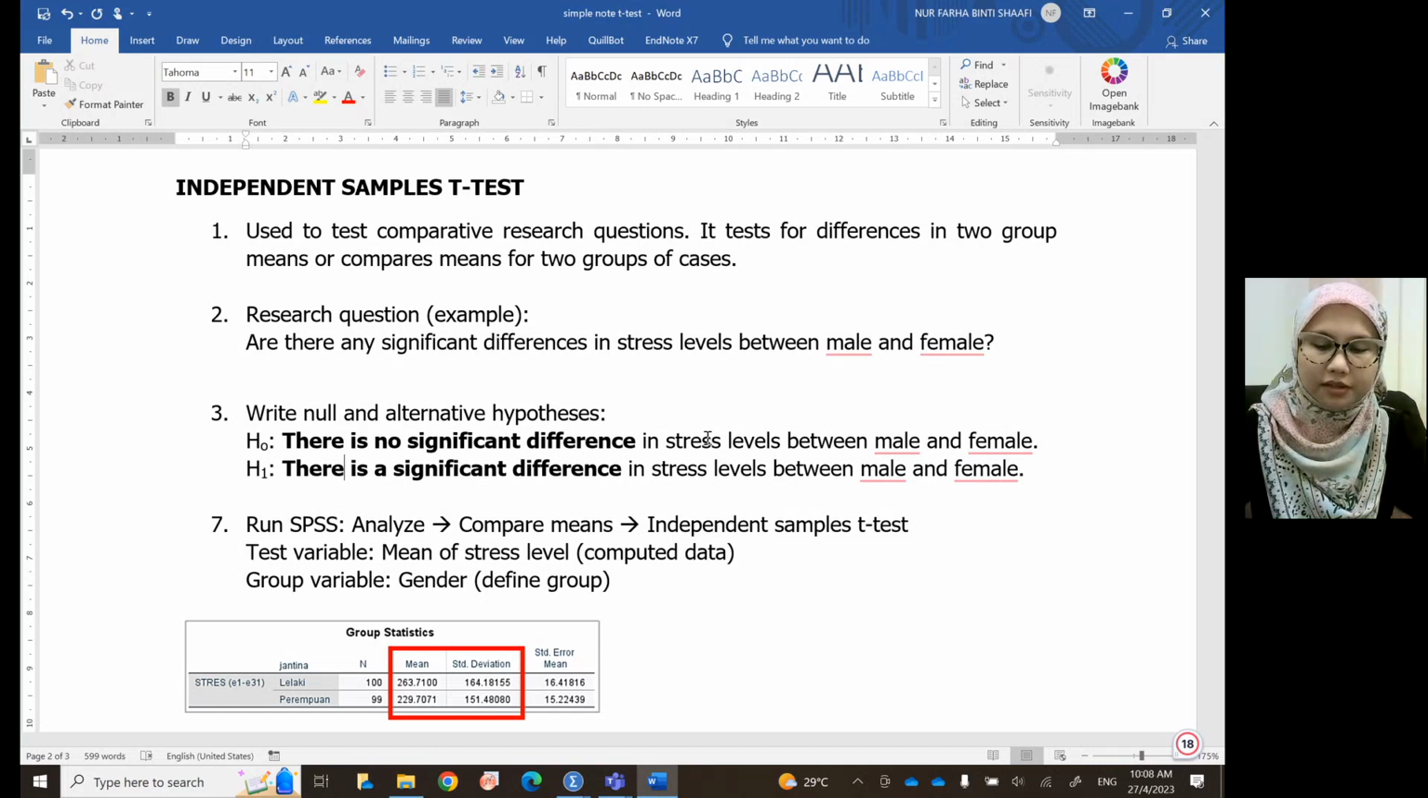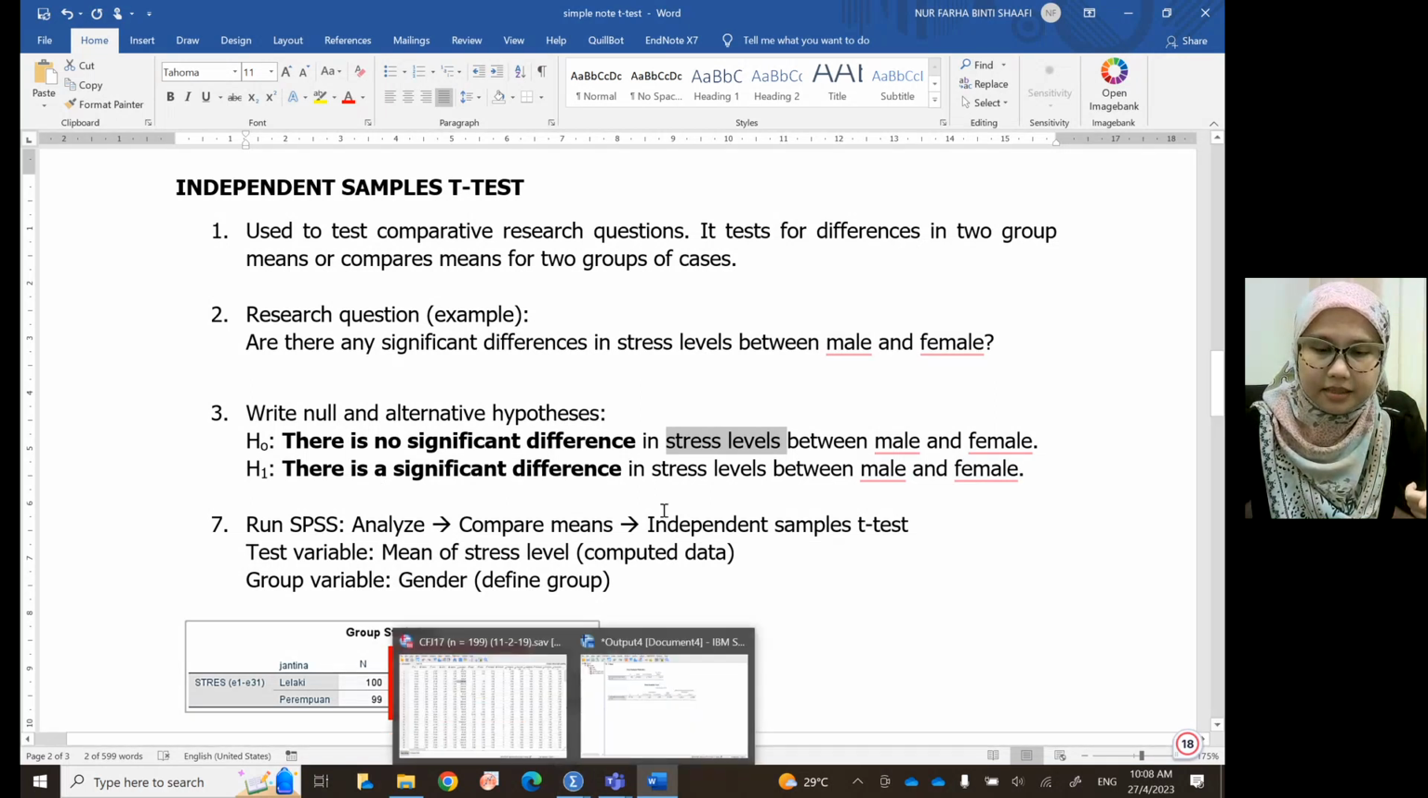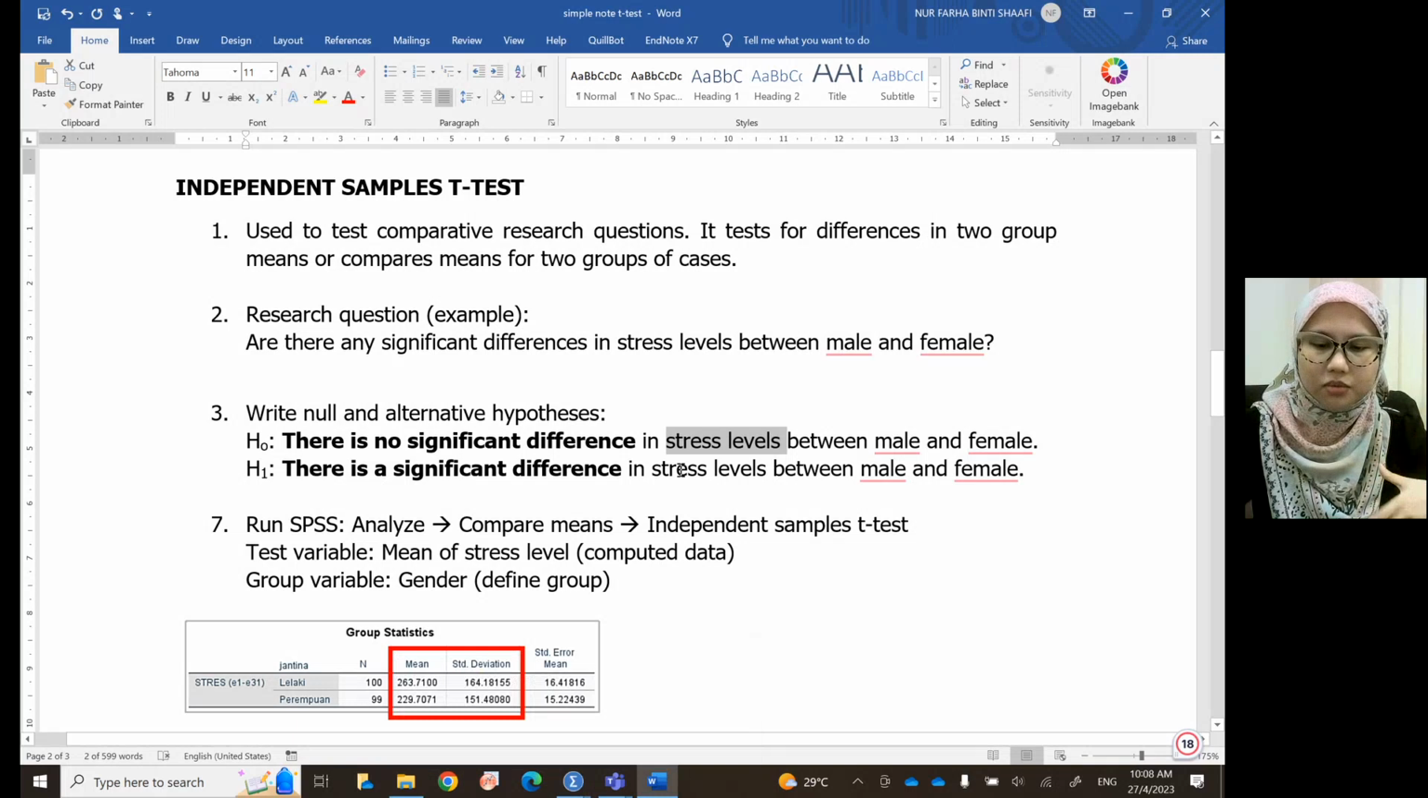Before we go further, for our variable, not necessarily you put stress level. It depends on you. If you want to test life satisfaction, or any computed variable in your SPSS database, it depends on you. For this case, we just grab the stress level variable, for example only.